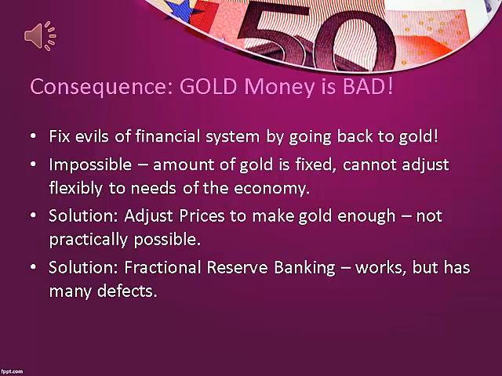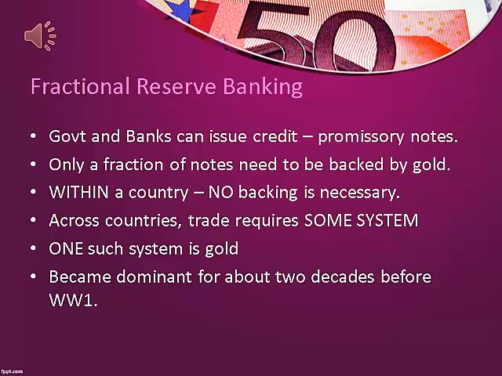So the fractional reserve system solves the problem of matching the money, but it does so by creating a fraud, a deception. So the government and banks, again this is something which economics textbooks don't teach, that not only the government but the banks can also create money. And what they do is they create what is called promissory notes. These notes promise that they will pay you something. Now only a fraction of these notes need to be backed by gold, all of them don't.